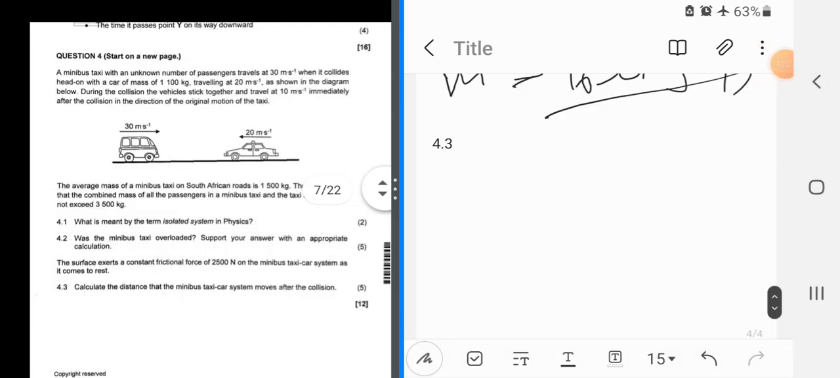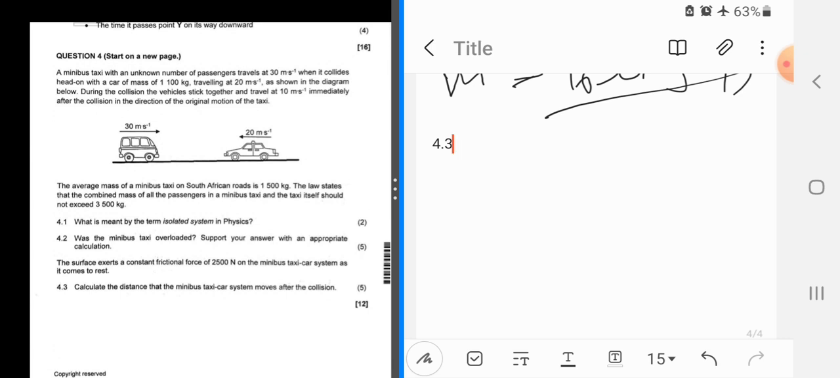So for 4.3, calculate the distance that the minibus taxi car system moves after the collision. Oh, when I gave you the answer, I was answering for them. I only took the average mass. No, we had to calculate and find out. So we have calculated and found out.